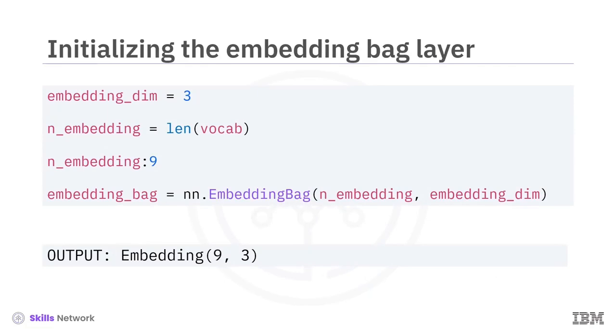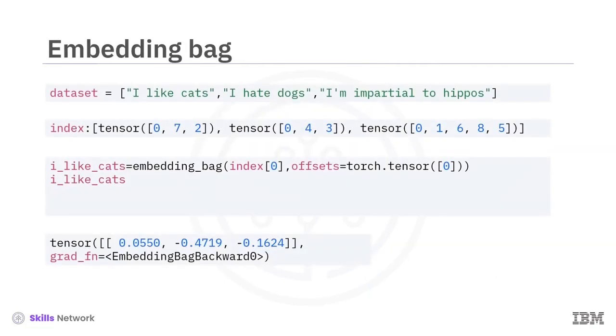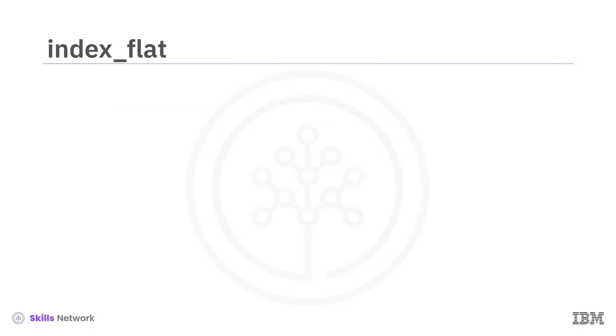Initializing the embedding bag layer is almost the same as the embedding layer. Let's output the embedding bag for the first document. Using its index, you can access the embedding for "I like cats." The outcome is a PyTorch tensor representing the sum or average of all embeddings. For one sample, the offset parameter is always 0. Let's explore the offset parameter.